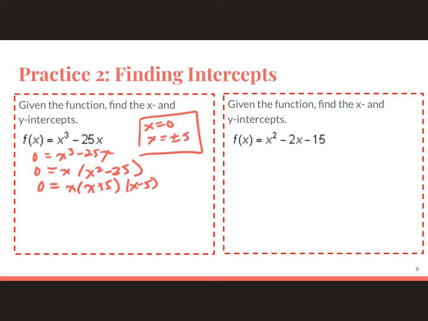Let's find our y-intercept. So we can find our y-intercept by evaluating our function at 0. So we have f of 0. That's just going to be 0 to the third power minus 25 times 0. And then that's just going to be 0. So that's going to be my y-intercept.